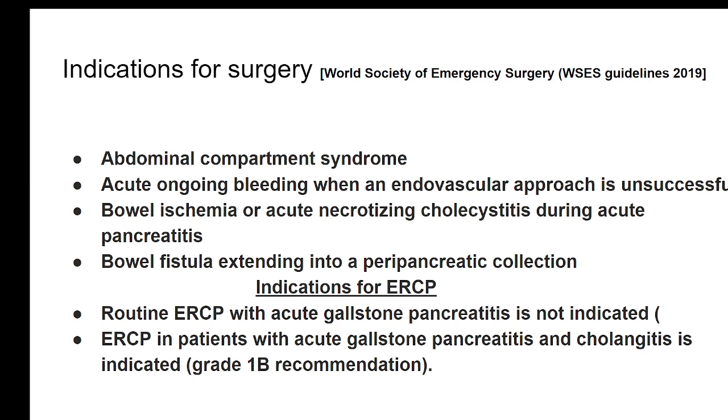If the patient has developed ischemia due to necrotizing cholecystitis, the whole area has become necrotized, in that condition surgery is needed. If the patient has developed an intra-abdominal fistula, the same autodigestion, if it results in fistulas, very serious complications, and of course the outcome of the surgery is also poor.